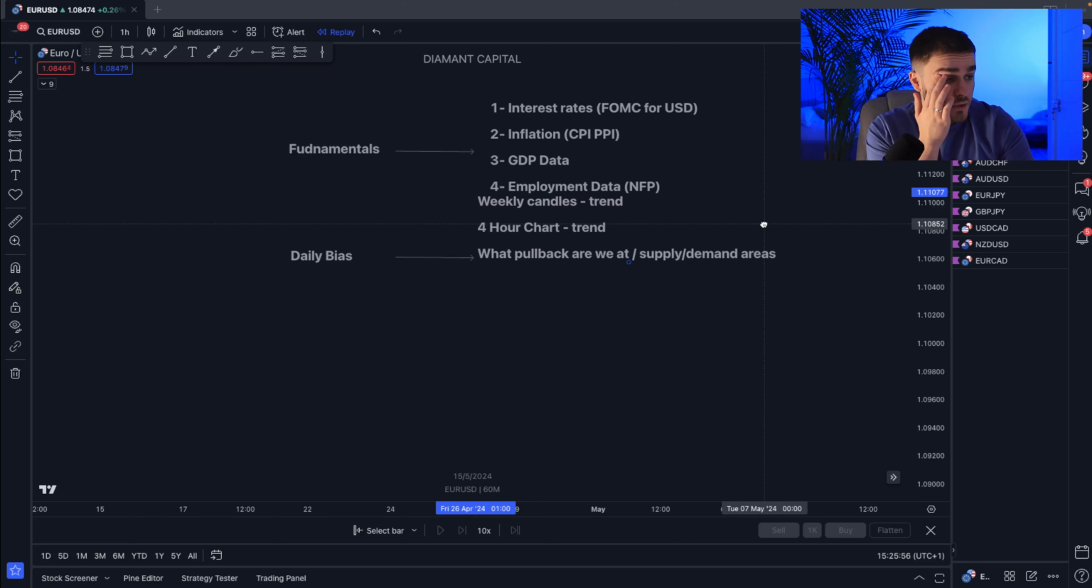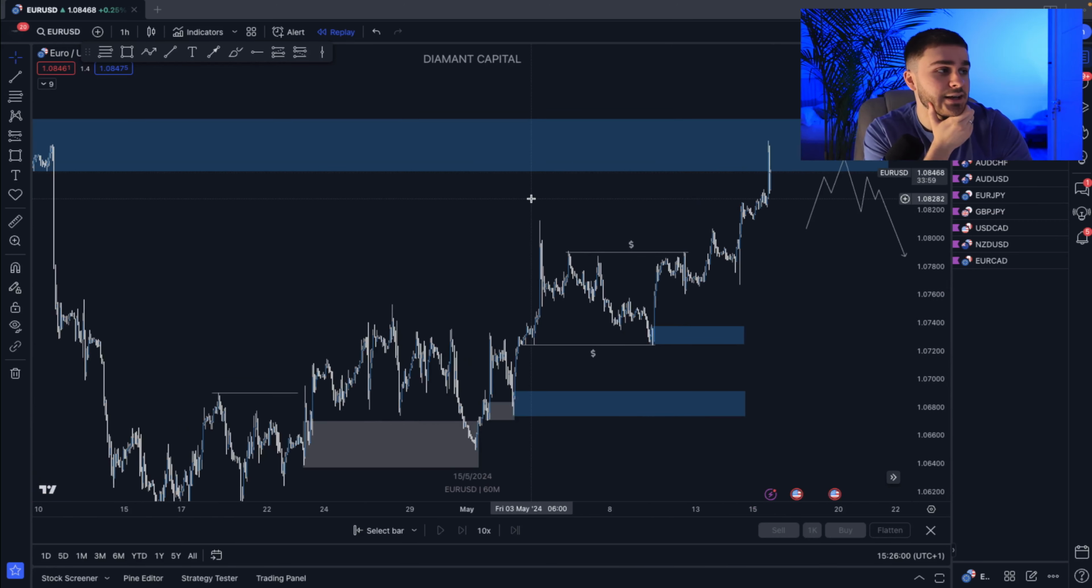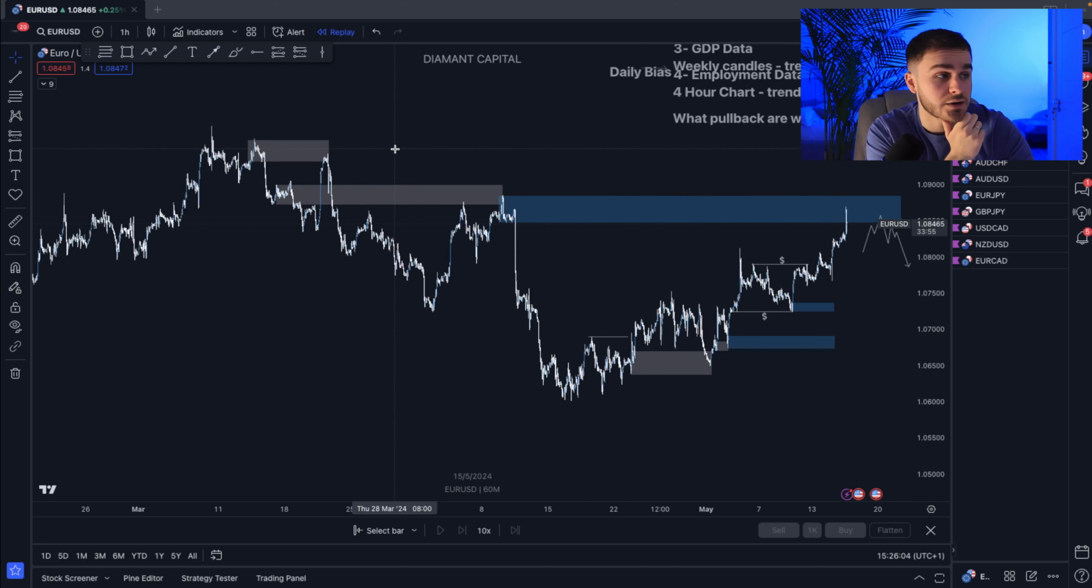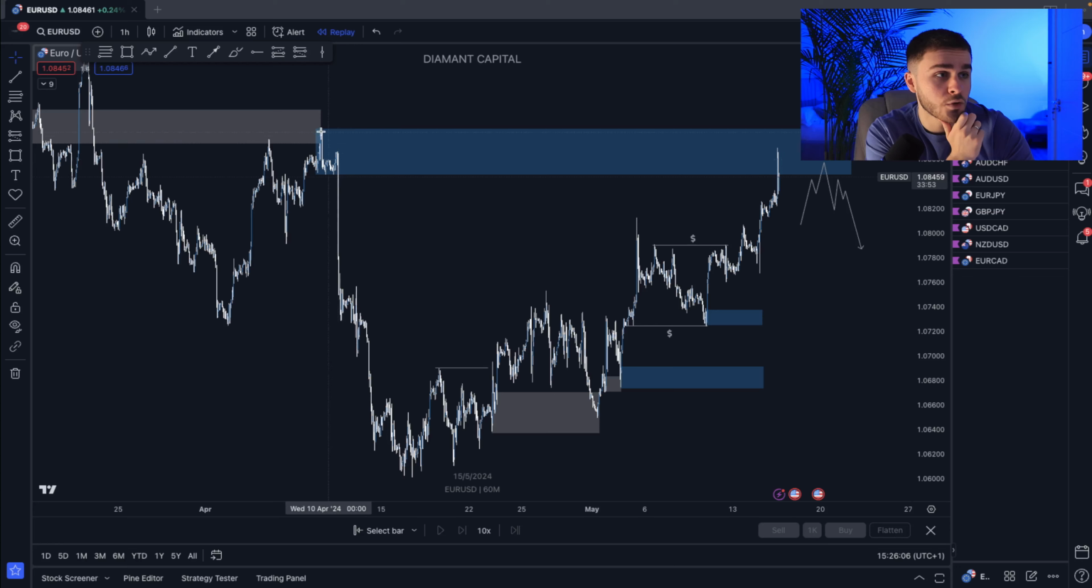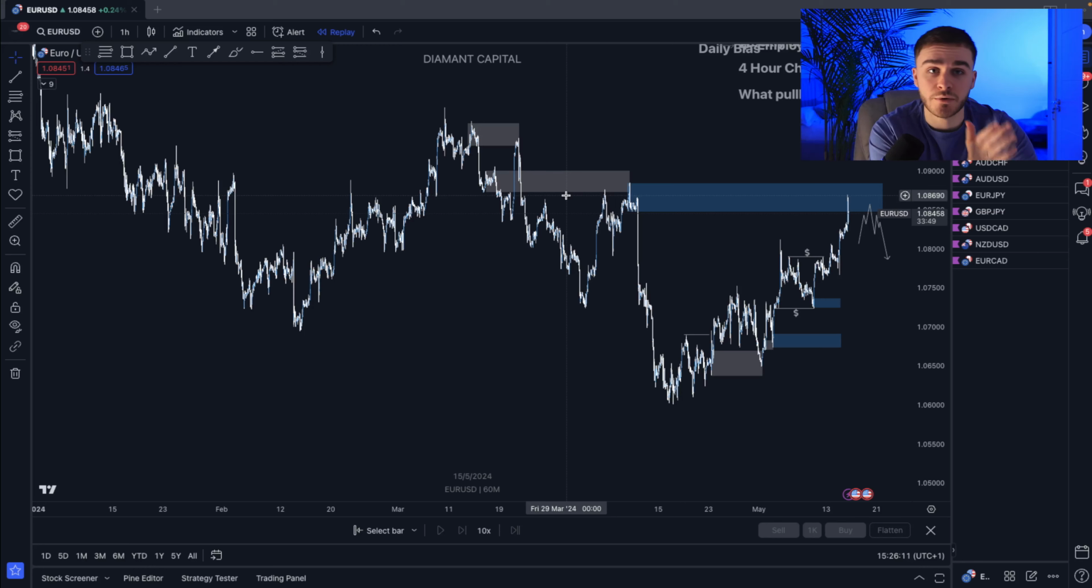And then where are we in terms of our supply and demand areas? So the reason I say that is this. Say, for example, this one over here on the 4-hour time frame, as you can see, or even on the 1-hour time frame, we've now pulled back all the way up to this point. As you can see, the higher time frame trend is showing that we're actually moving bearish.